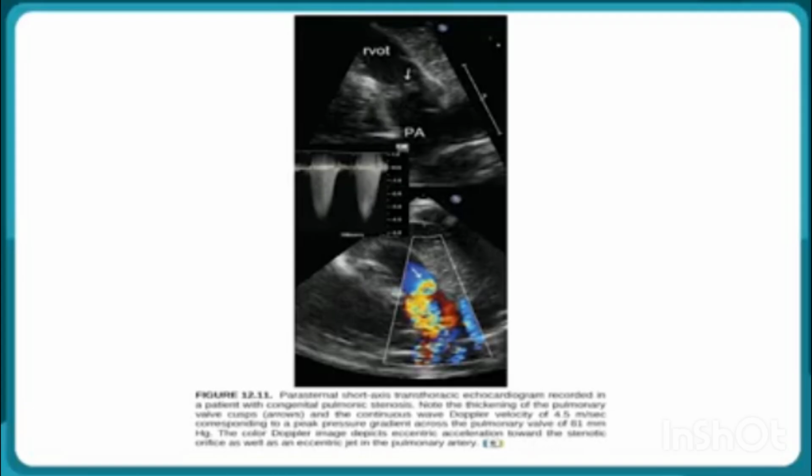This is the modified short axis view in a patient with congenital PS. The second image demonstrates the Doppler with a peak velocity of around 4.5, which indicates severe PS with a peak gradient of around 81 mm of Hg. The color Doppler image depicts eccentric acceleration towards the stenotic orifice as well as an eccentric jet in the pulmonary artery.